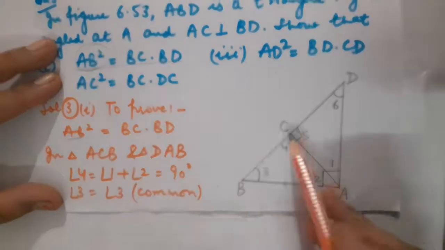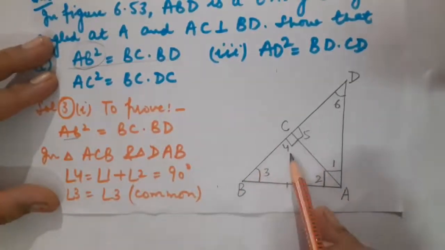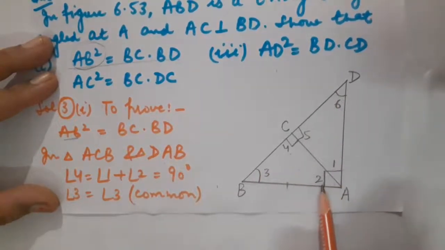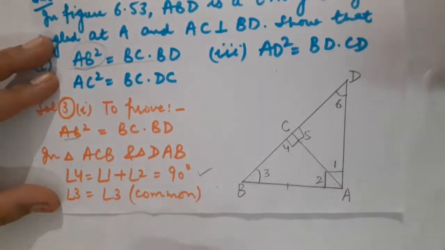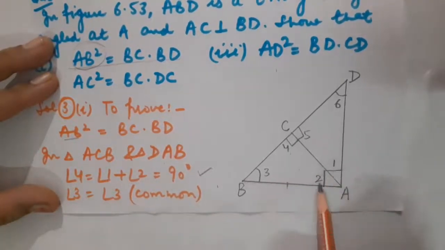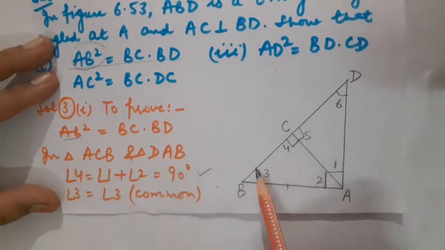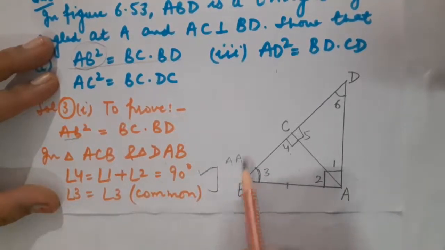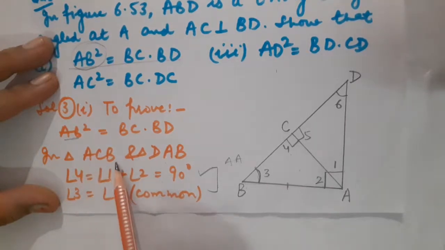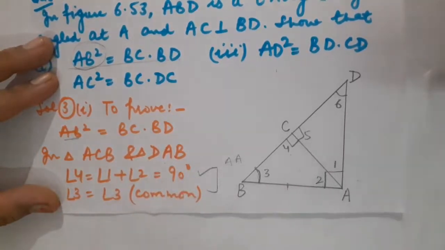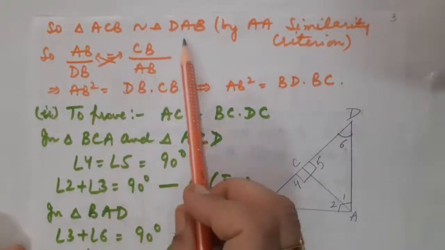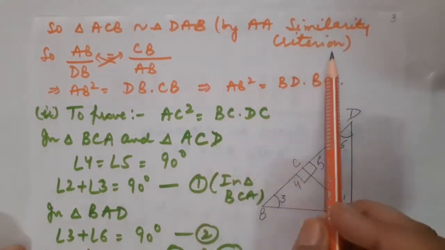Correct? So now children, in triangle ACB, angle 4 is of 90 degree. And in triangle DAB, complete angle A, that is 1 plus 2, is of 90 degree. Correct? So angle 4 is equal to angle 1 plus 2. And angle B, which is actually angle 3, is common. Correct? So can I say by double similarity criteria, triangle ACB is similar to triangle DAB. So here it is written that triangle ACB is similar to triangle DAB by double similarity criteria.